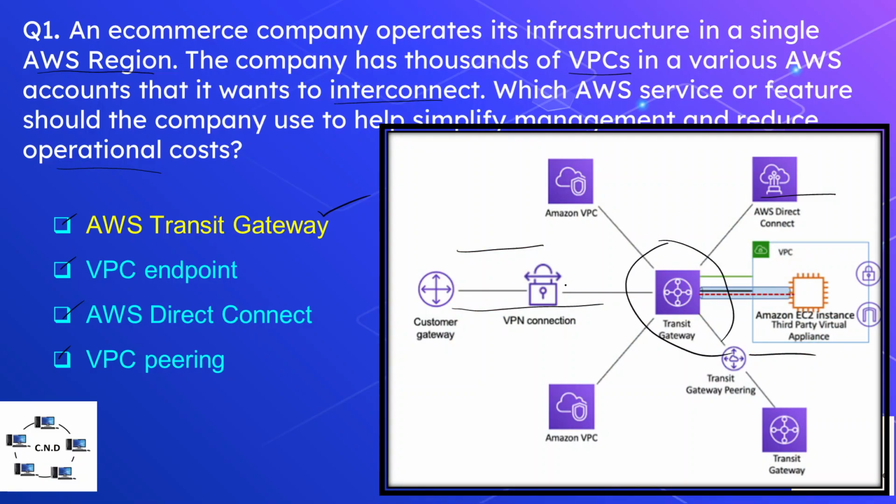So here we can see that the customer is connecting directly to the AWS Transit Gateway, and through this central hub, the customer can then connect to and access all their VPCs. It can also connect to third-party applications or appliances, as well as to other transit gateways. So the Transit Gateway acts as a central hub for communication between different VPCs of the same customer or of different customers as well.